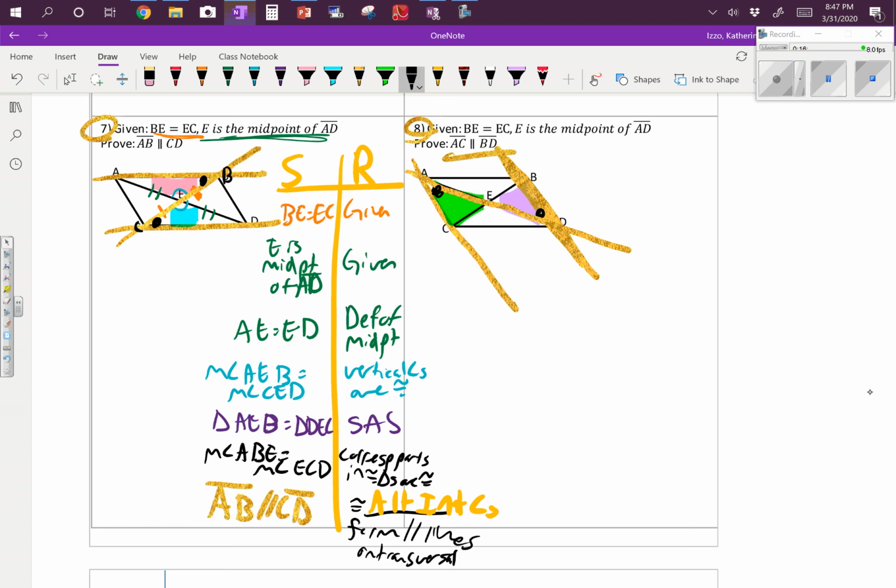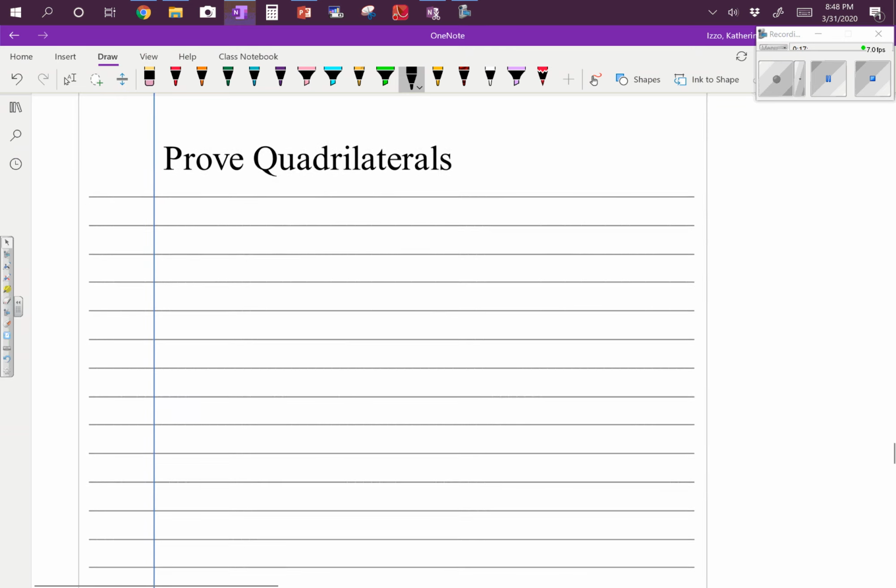And that is how we're going to do number 8. Now, you don't need to do number 8 right now, but I want you to keep that in mind. 7 and 8 are very, very important to me, and I'm about to tell you why. It's quadrilateral time. So we've talked a lot about quadrilaterals.